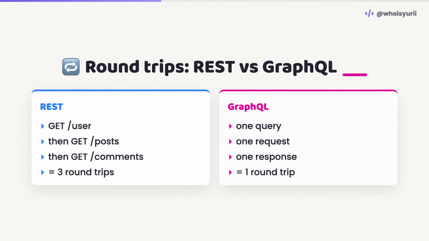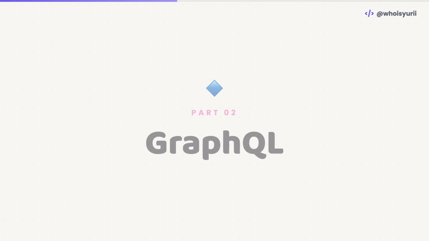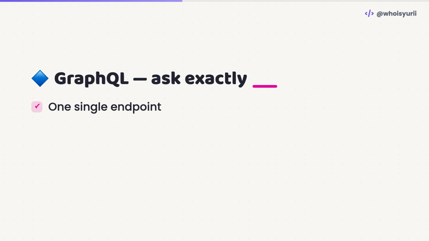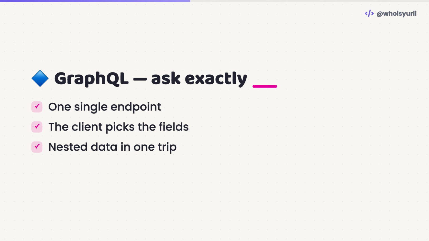Here's that difference in one picture. With REST, grabbing a user, their posts, and the comments is often 3 separate round trips. With GraphQL, it's 1 query, 1 request, 1 response. So GraphQL flips the control. There's 1 endpoint, and the client asks for exactly the fields it wants, even deeply nested, all in a single request. GitHub's public API, Shopify, and Meta all run on GraphQL.